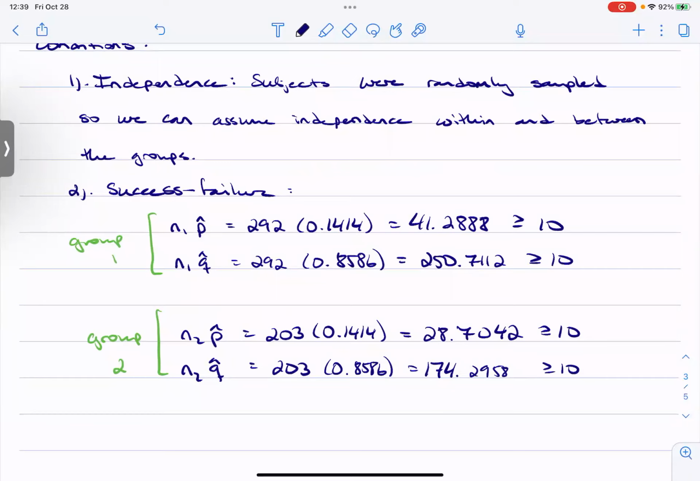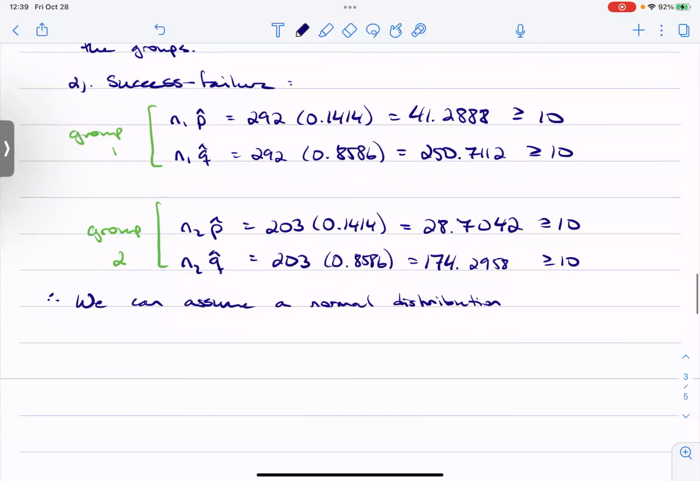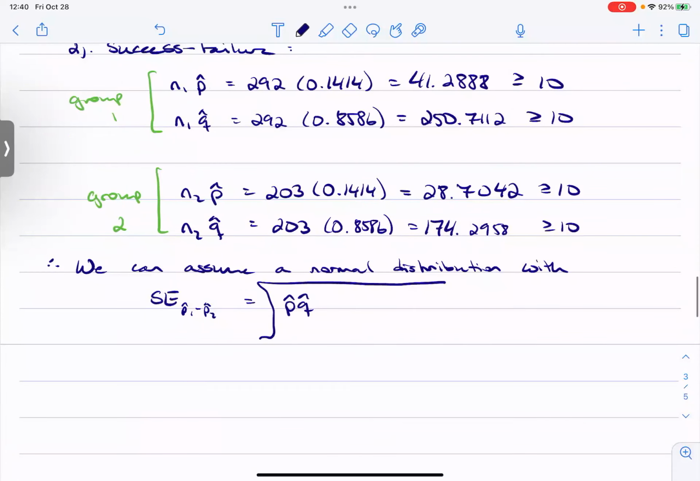So therefore, we can assume a normal distribution with a standard error of p1 hat minus p2 hat, the square root of p hat q hat. I'm going to use that simpler version where I extracted the numerator times 1 over n1 plus 1 over n2.